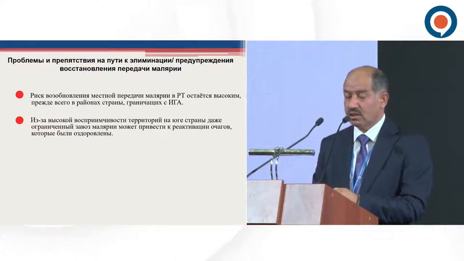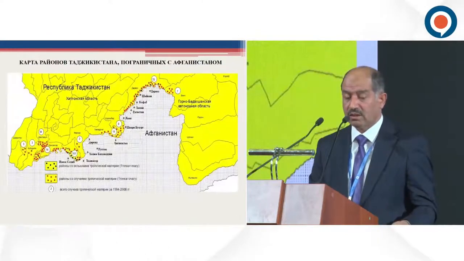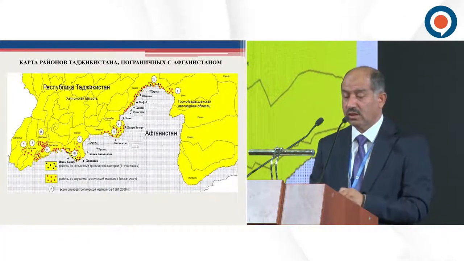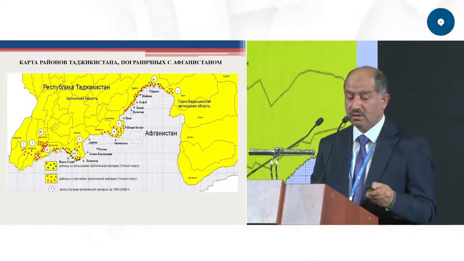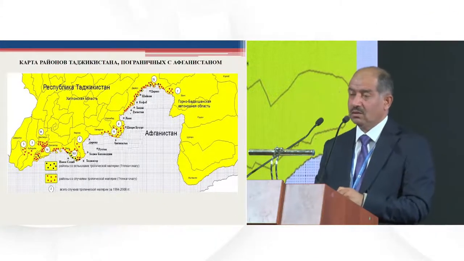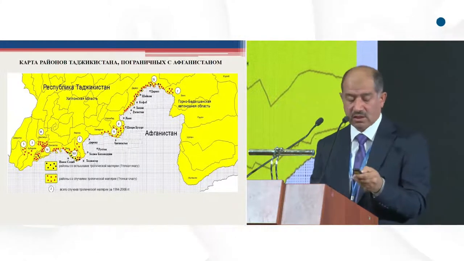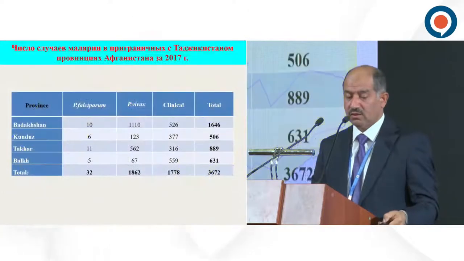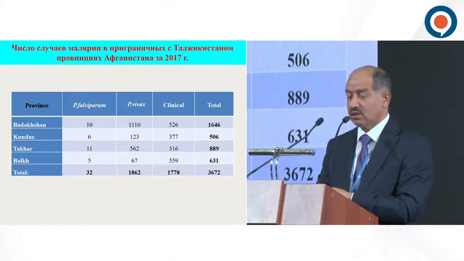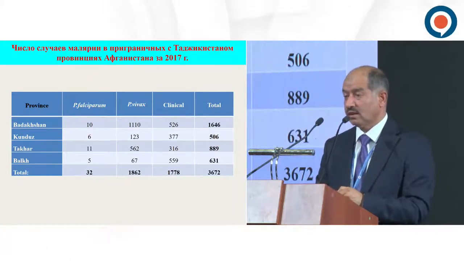And because of the high probability, we can see here the parts of Tajikistan that are lying on the border with Afghanistan Republic, and we have a real huge line here in these territories in Afghanistan. I will show it to you right now in the northern provinces of Afghanistan. This is the information for 2017 that are on the border with our country, with Tajikistan.